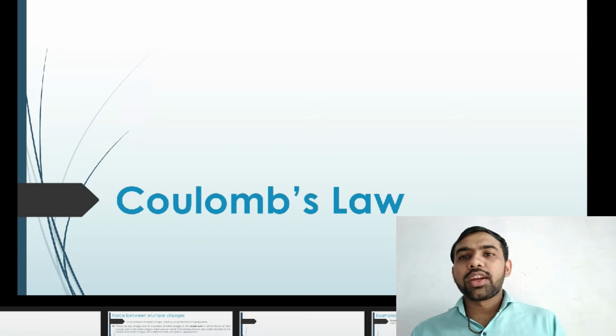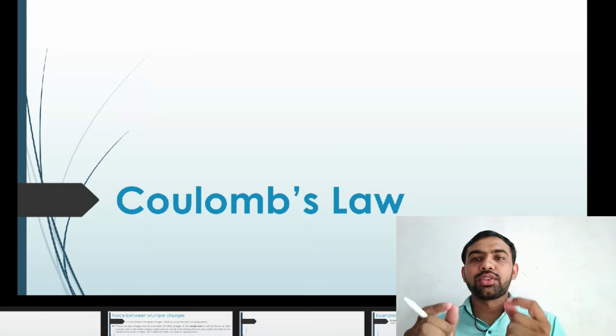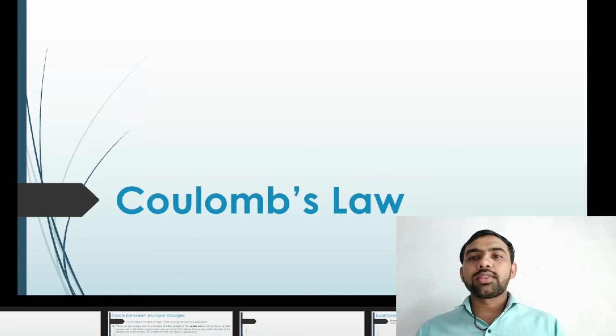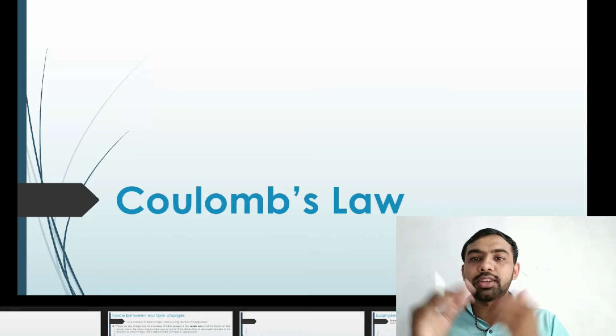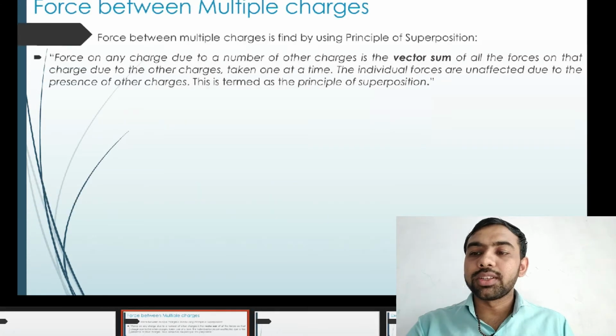Okay guys, in the last session we discussed Coulomb's law, the force between two charges: F is equal to K Q1 Q2 upon R square. Now in this session we are going to discuss the force between multiple charges. If more than two charges are present in a system, how do we find the force? So our today's topic is force between multiple charges.